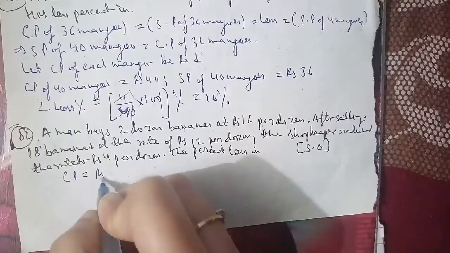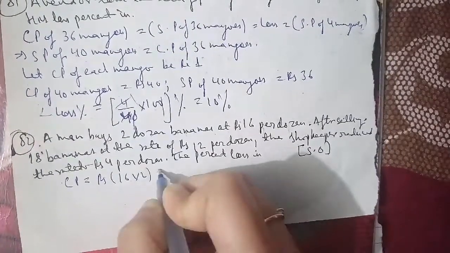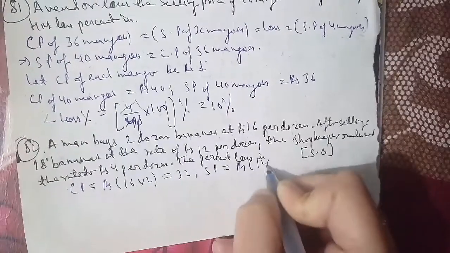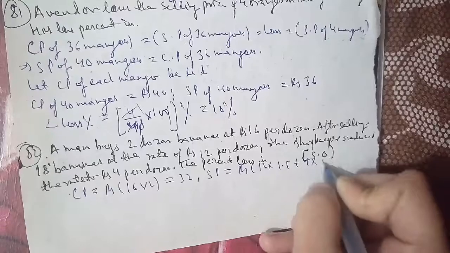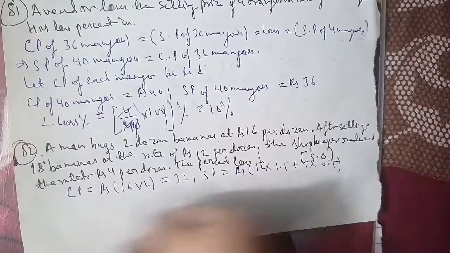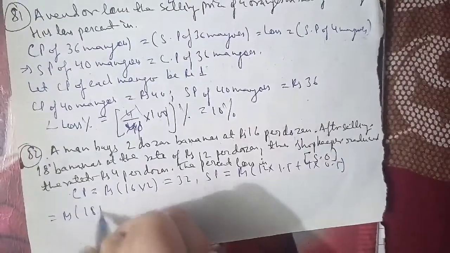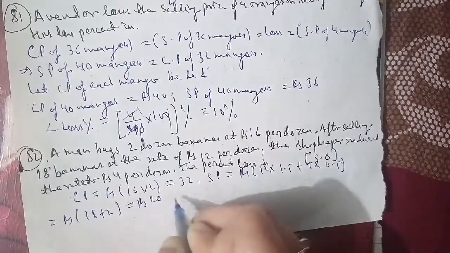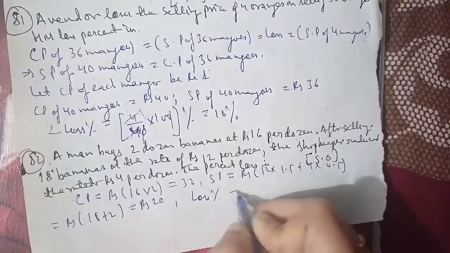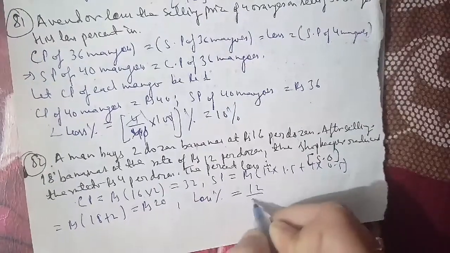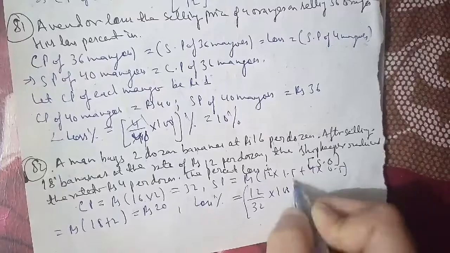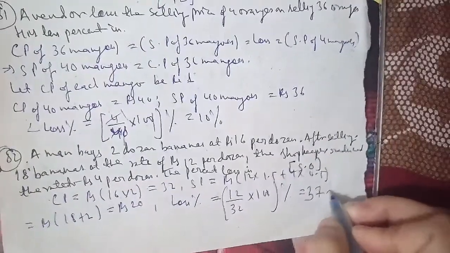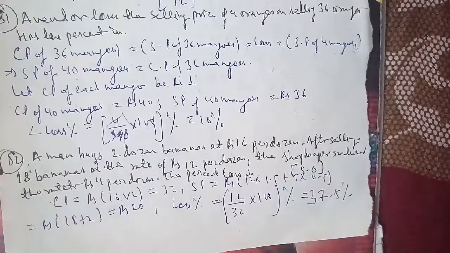CP equals rupees 16 into 2 equals 32. SP equals rupees 12 into 1.5 plus 4 into 0.5, which will give you rupees 18 plus 2, which equals rupees 20. Loss percent equals 12 upon 32 into 100%, that equals 37.5%, we get as an answer.